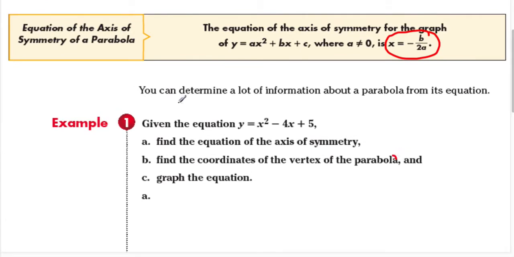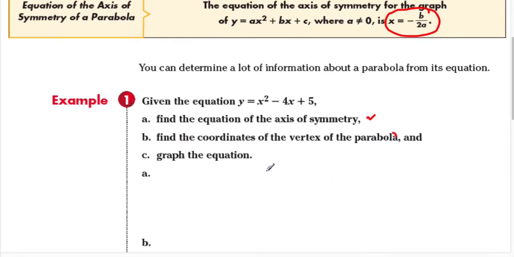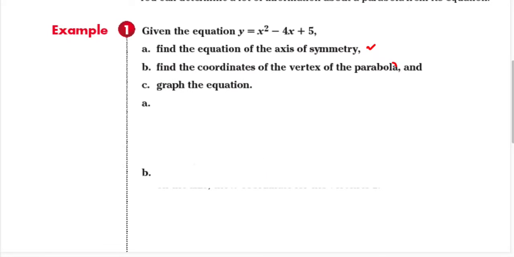You can determine a lot of information about our parabola from its equation. Given the equation in example 1, y equals x squared minus 4x plus 5, we want to find the equation for the axis of symmetry, find the coordinates of the vertex of the parabola, and graph the equation. So three things we need to do. First, find our axis of symmetry, then find the coordinates of our vertex, and then graph our equation. Let's take a look at letter A, finding the axis of symmetry.